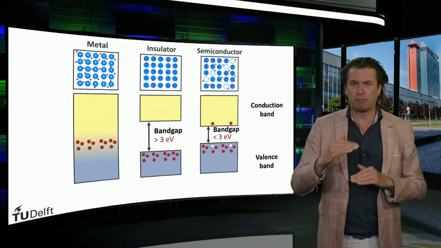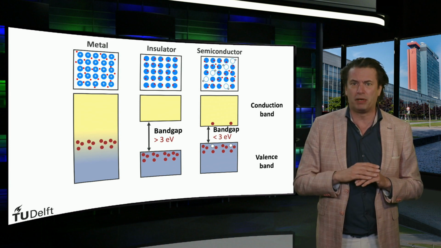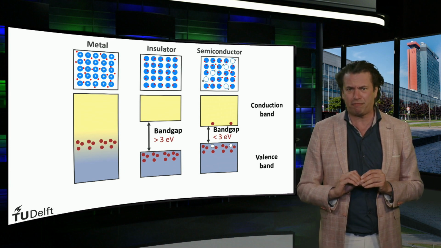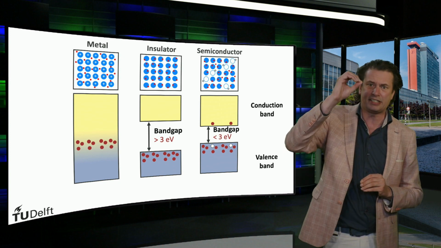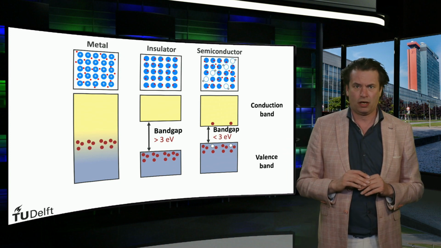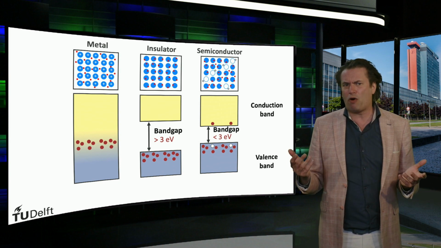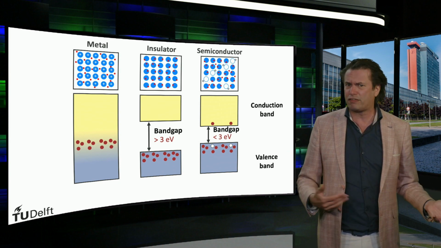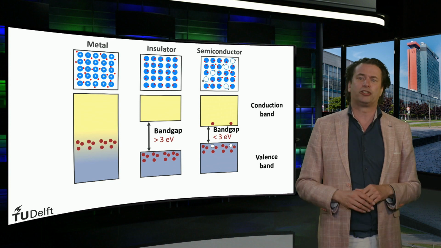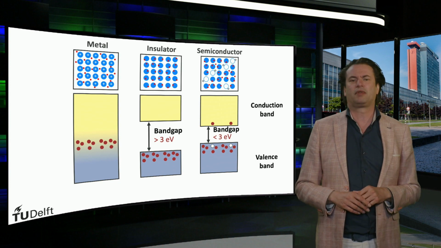The larger the forbidden gap, the smaller the probability that an electron can have enough energy to occupy a state in the conduction band. For a semiconductor, the band gap is smaller. If the band gap of a material is smaller than 3 electron volts, the material can be considered to be a semiconductor.